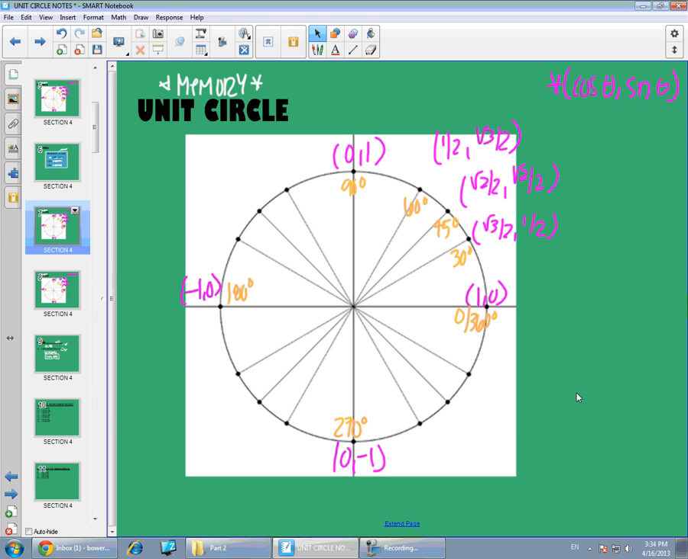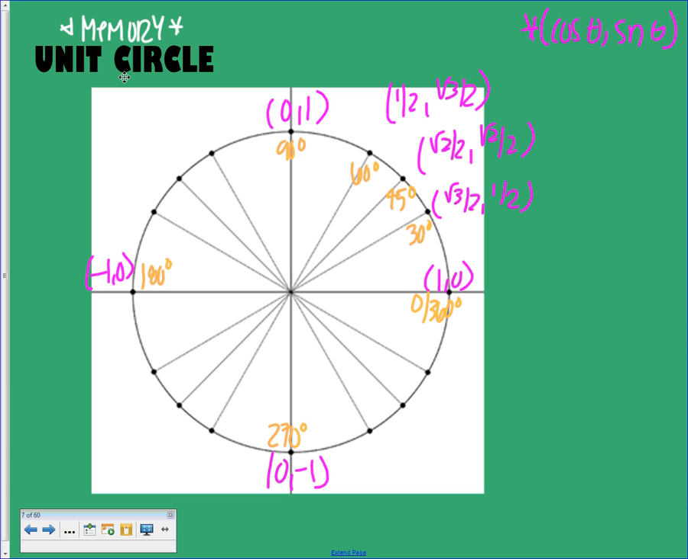So now we're going to look at angles that are bigger than 360. Again, I'm going to stay on this unit circle and then kind of jot things down on the side. So now it says, for example J, find sine of 390.